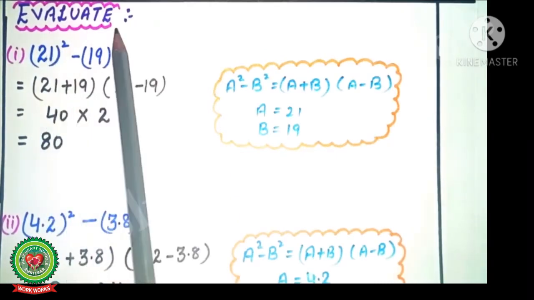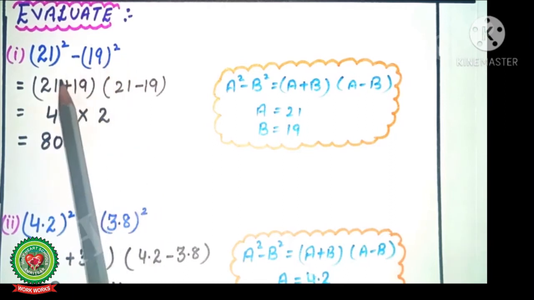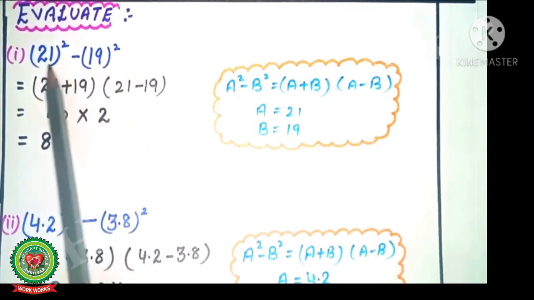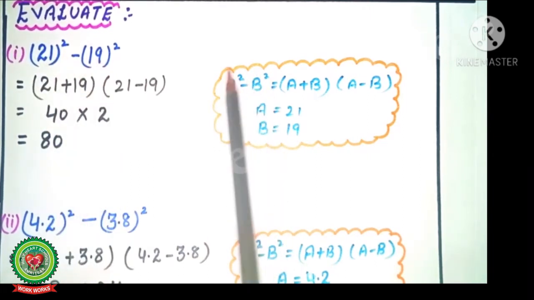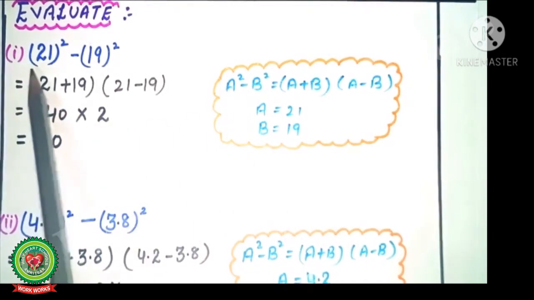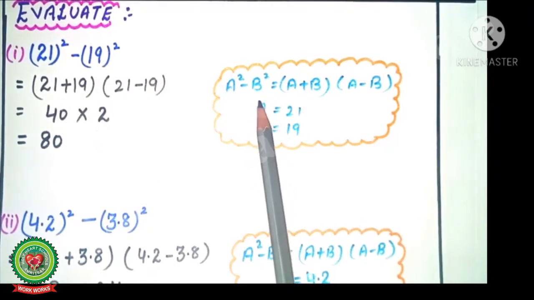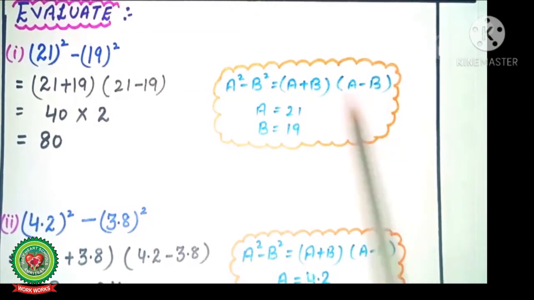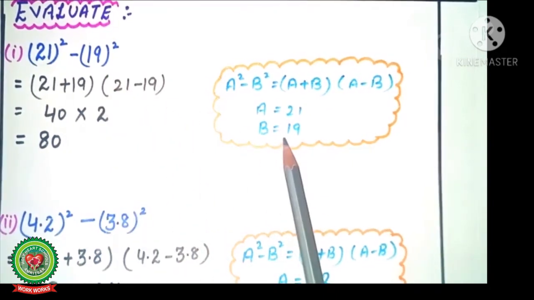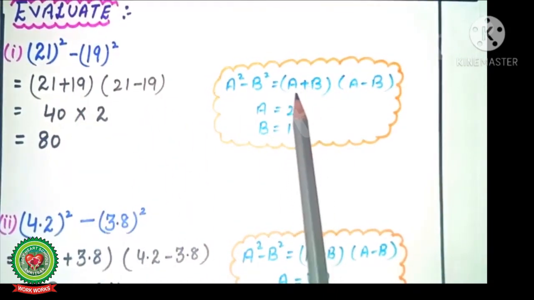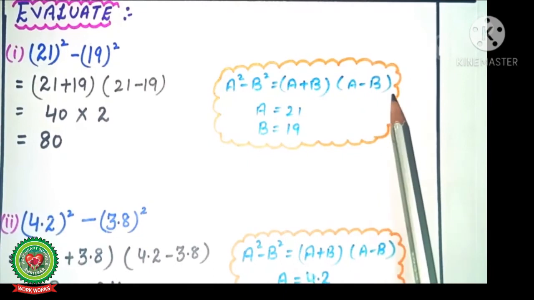Now let's have another example. Here is a statement, evaluate: 21 square minus 19 square. Now students, you can see that here again numbers have been given to us with their squares, right? If we compare this given statement with the formula, we have a square minus b square. That means this statement is in the form of a square minus b square. And we know the formula for a square minus b square, which is equal to (a plus b) into (a minus b). So here a is 21 and b is 19, right? So we will apply this formula over here. a plus b means 21 plus 19 in one bracket, and in another bracket a minus b, that is 21 minus 19.